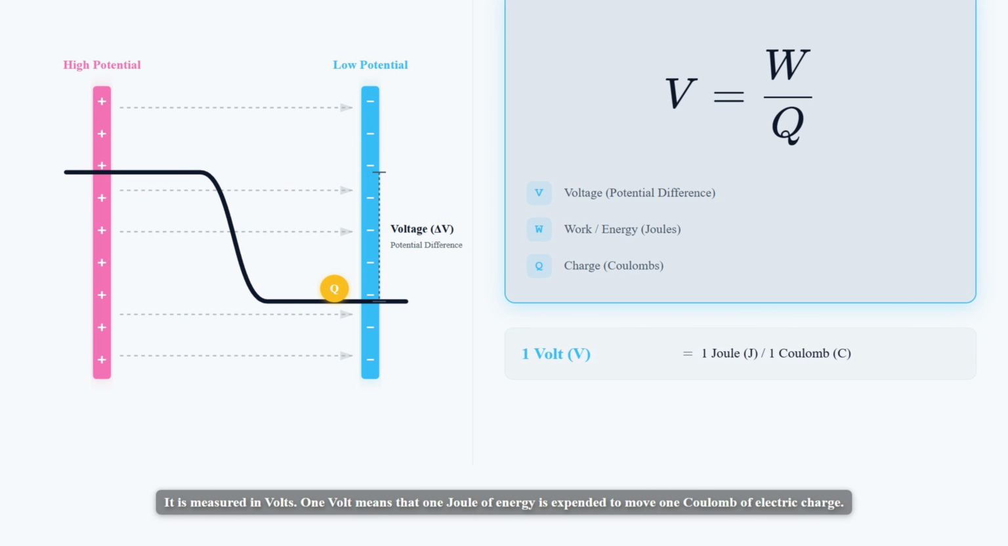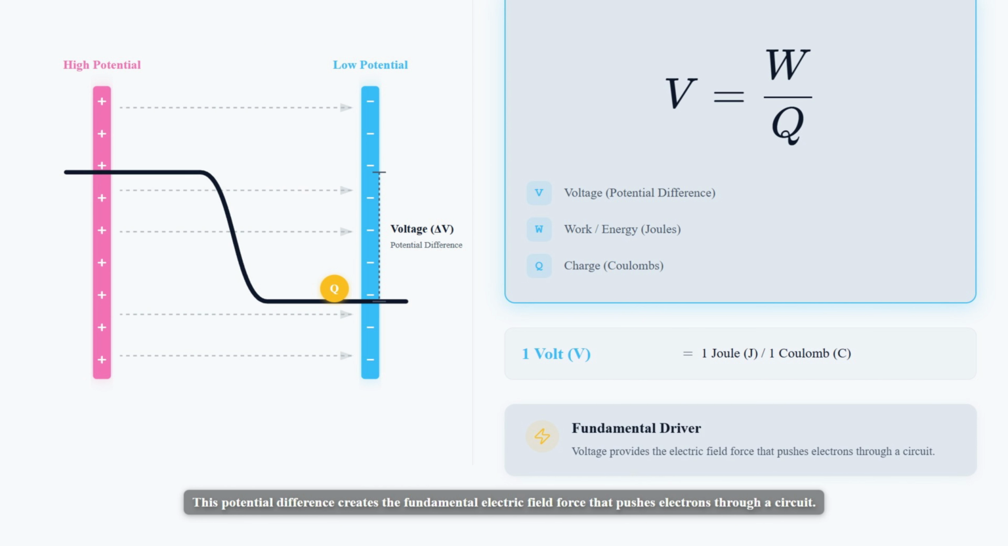It is measured in volts. 1 volt means that 1 joule of energy is expended to move 1 coulomb of electric charge. This potential difference creates the fundamental electric field force that pushes electrons through a circuit.